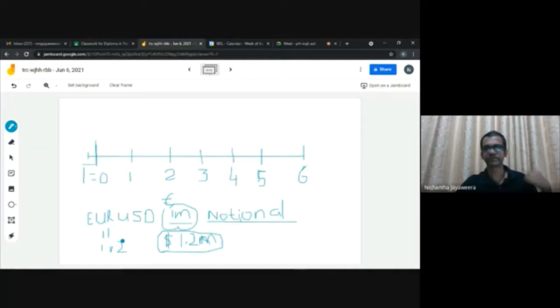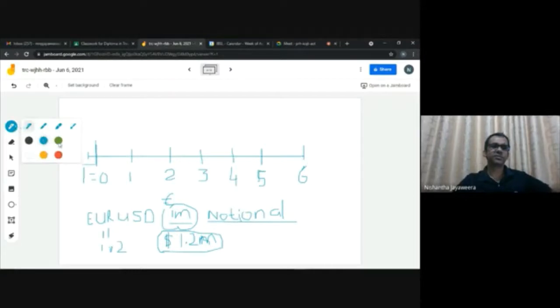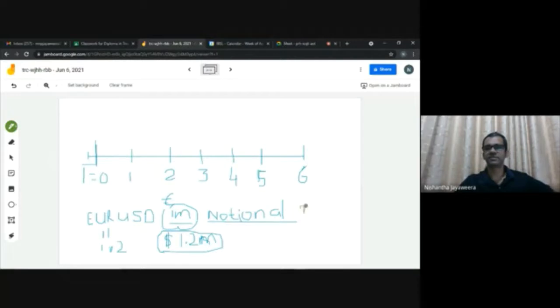Then, both parties decide the interest rate. What is the interest rate on euro? What is the interest rate on dollar? Clear? You decide the interest rate on euro and the interest rate on dollar.